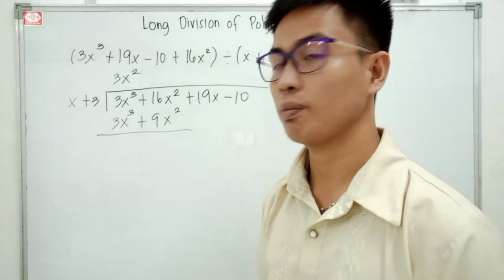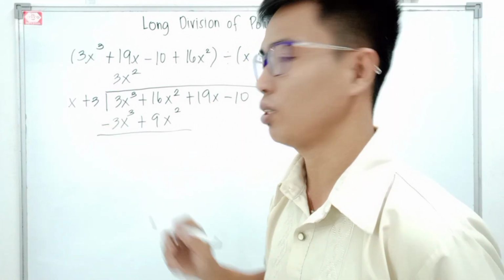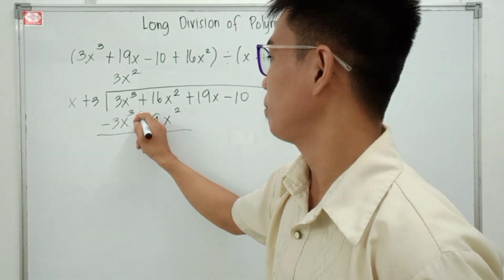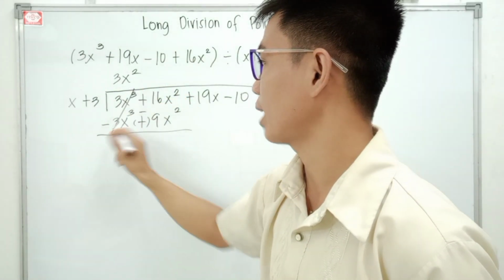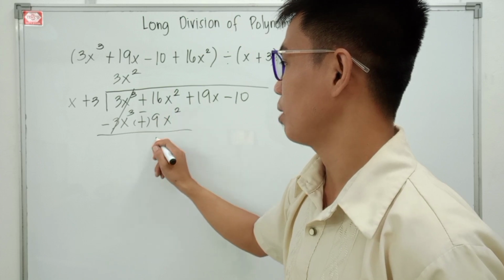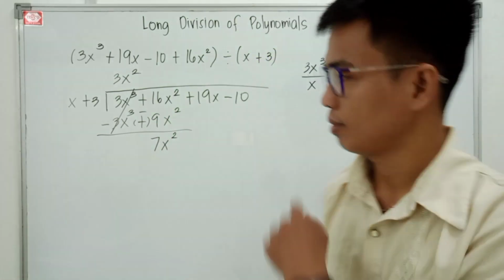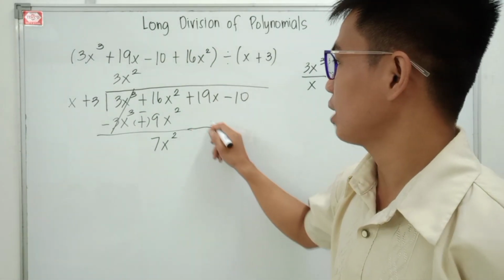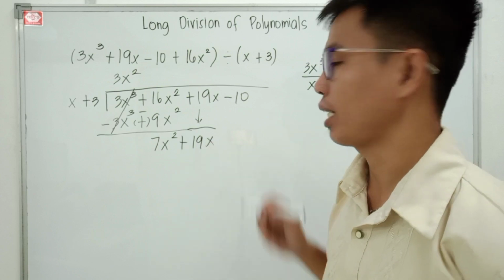Then change the sign of the subtrahend. Positive 3x cubed will be negative 3x cubed. Positive 9x squared will be negative 9x squared. And then proceed to addition. So this will be cancelled out. And positive 16x squared minus 9x squared will be 7x squared. Next is to bring down the next term. So that will be plus 19x.